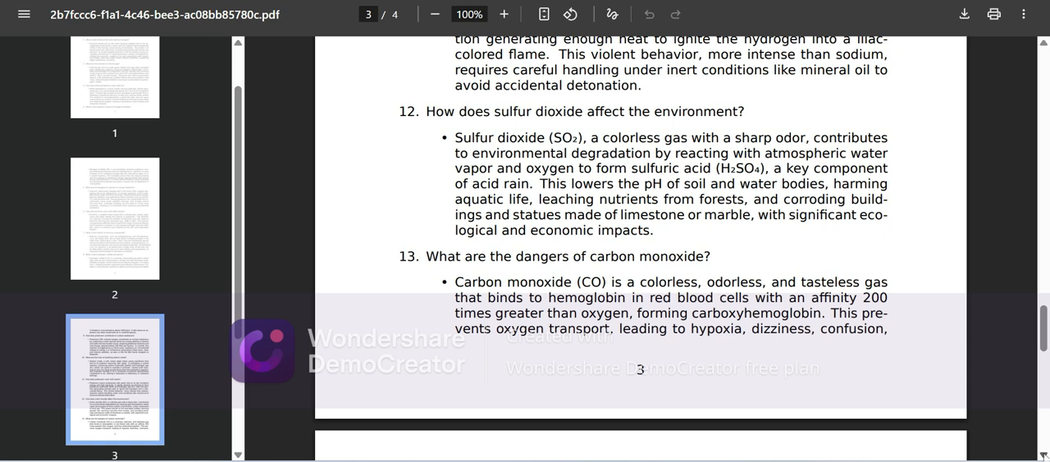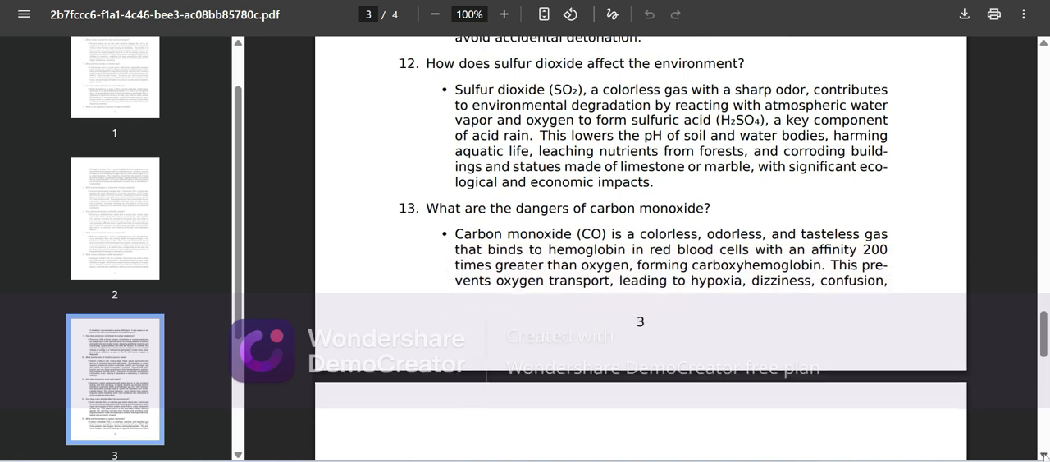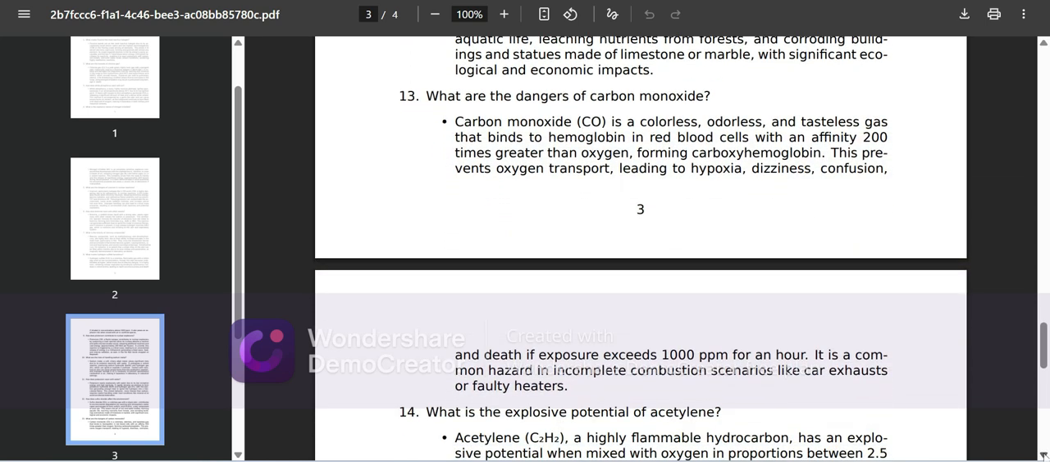How does sulfur dioxide affect the environment? Sulfur dioxide, a colorless gas with a sharp odor, contributes to environmental degradation by reacting with atmospheric water vapor and oxygen to form sulfuric acid, H2SO4, a key component of acid rain. This lowers the pH of soil and water bodies, harming aquatic life, leaching nutrients from forests, and corroding buildings and structures made of limestone or marble, with significant ecological and economic impact.